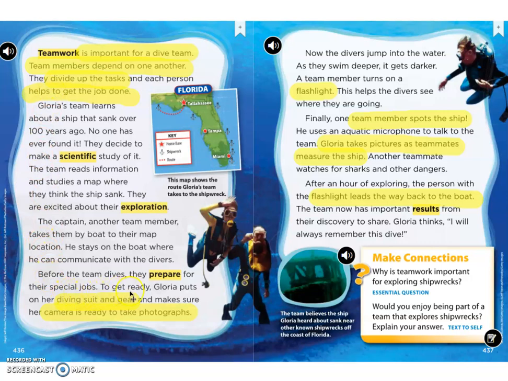They have to have special gear. They all need to have special gear. They all need to communicate with each other. The one team member spots the ship, so he has to communicate. And they just need to make sure that they're being safe, right? All their equipment works. So there's a lot going on here, but they are able to do this job well because they work together. So it goes back to that main idea of the text where teamwork is important and they depend on one another.